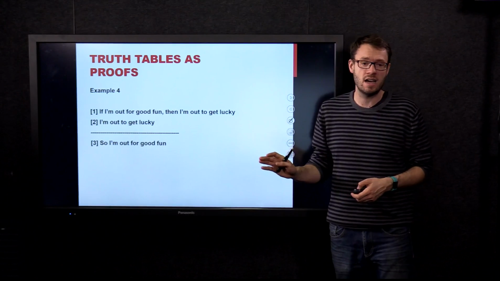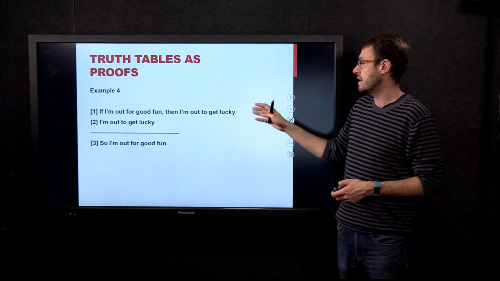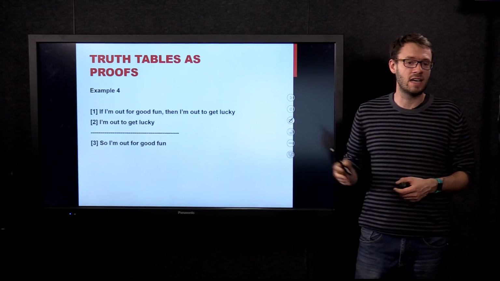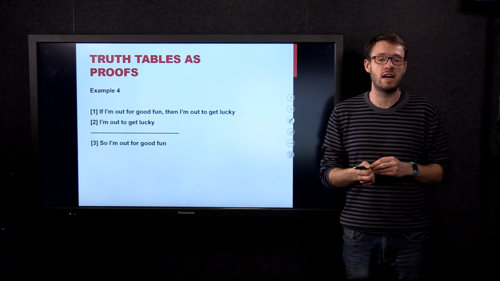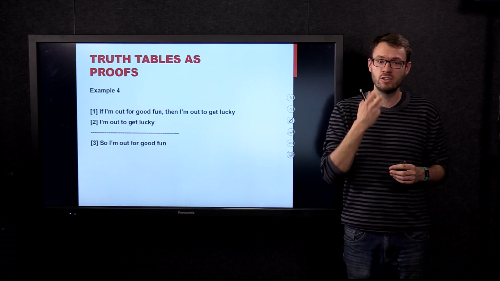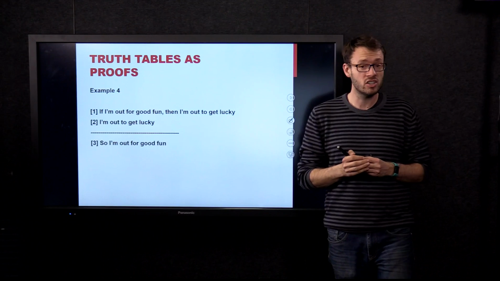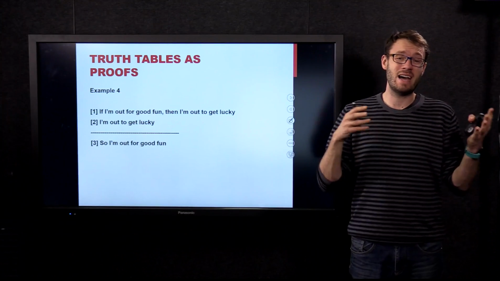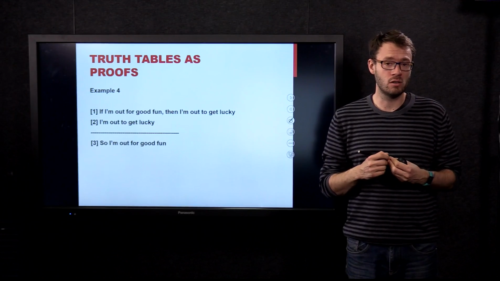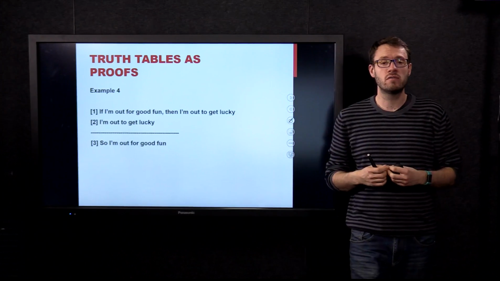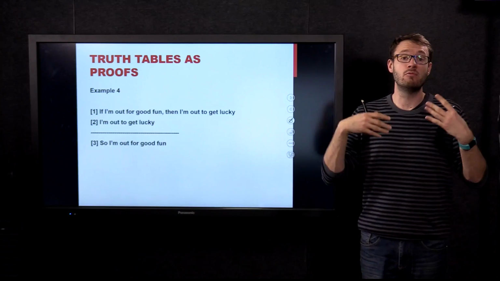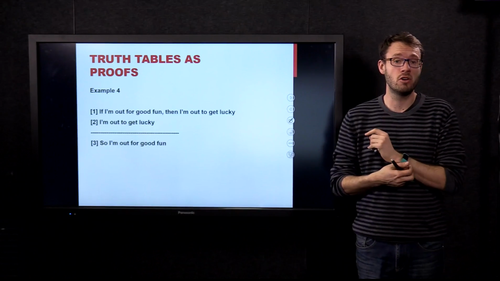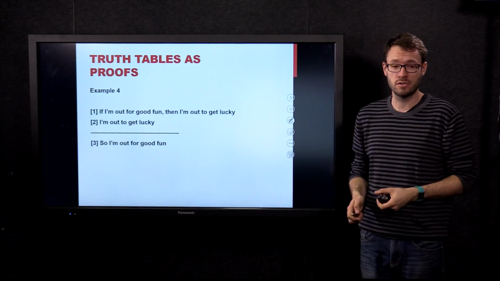So here's the argument. If I'm out for good fun, then I'm out to get lucky. Second premise, I'm out to get lucky. Conclusion, so I'm out for good fun. What we want to know is whether or not this is a valid argument. So first of all, we've got to take each of the basic propositions in that argument, translate them into propositional letters, map the logical structure of the argument, situate the whole thing inside a truth table, complete the truth table, and then read off the truth table to see if there are any rows in which the premises are true and the conclusion is false.